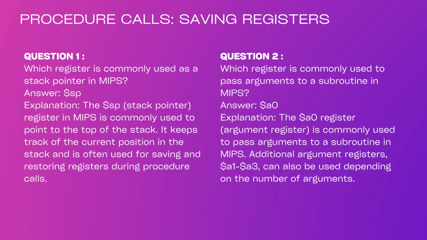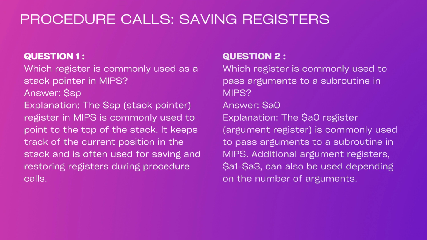The second question is, which register is commonly used to pass argument to a subroutine in MIPS? The answer is argument register. Explanation: the argument register is commonly used to pass argument to a subroutine in MIPS. Additional argument registers can also be used depending on the number of arguments.